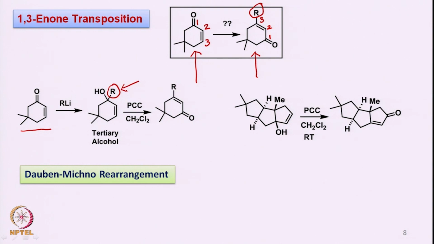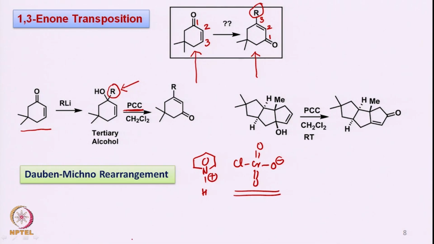So now this allylic alcohol, which is a tertiary allylic alcohol, when it is reacted with say PCC, which is pyridinium chlorochromate, what happens is that it forms an intermediate where a tertiary alcohol will be reacting with the electrophilic chromium here.